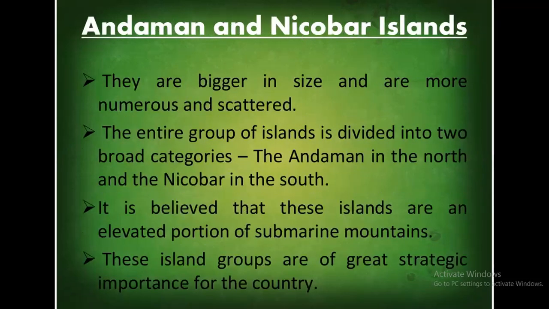Then there is Andaman Nicobar. They are bigger in size and more in number. The entire group of islands is divided into two: Andaman in the north and Nicobar in the south. It is believed that these islands are an elevated portion of submarine mountains. That means there were big mountains there, but they got submerged in the Bay of Bengal, and the portion we can see on top of the sea is the elevated portion. These island groups are of great strategic importance for the country.